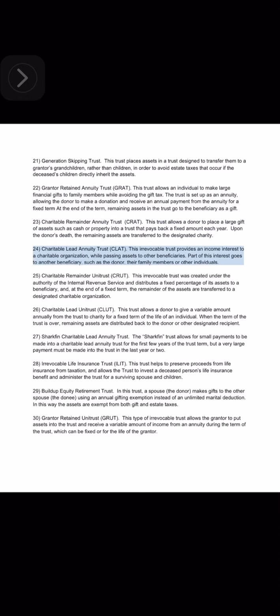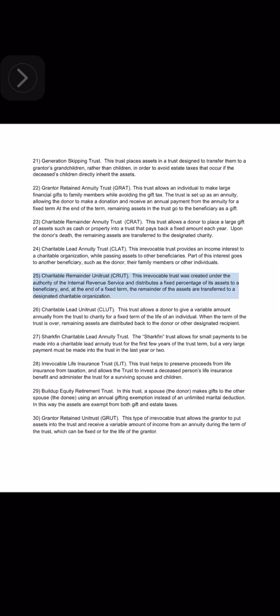24. Charitable Lead Annuity Trust, CLAT. This irrevocable trust provides an income interest to a charitable organization, while passing assets to other beneficiaries. Part of this interest goes to another beneficiary, such as the donor, their family members or other individuals.